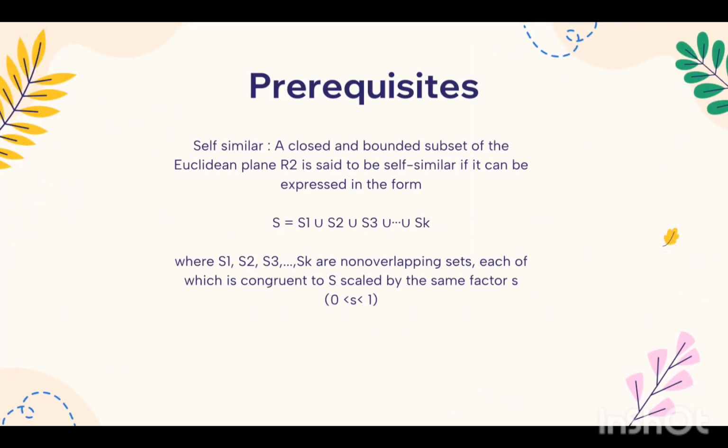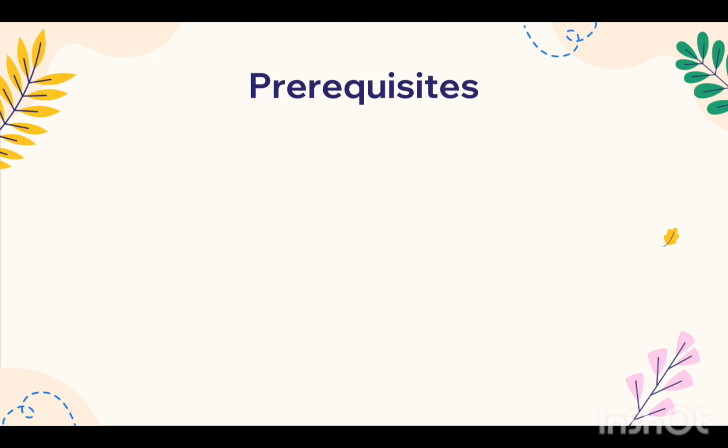It can be defined as a closed and bounded subset of the Euclidean plane in R2 that follows the condition which appear on the screen. This creates some questions because some of these terms are quite confusing. What does it mean with closed, bounded, or congruent? To make it easier to understand, I'll show an example for each of these terms.